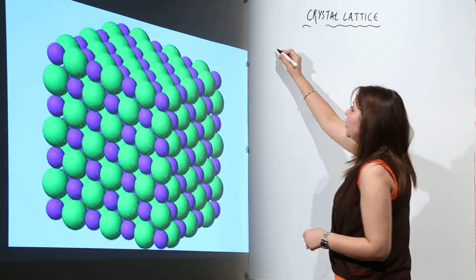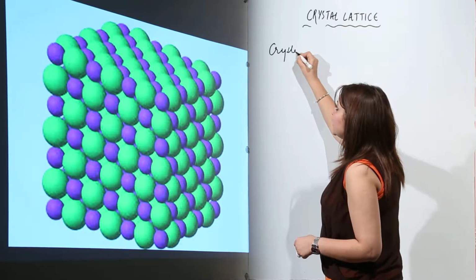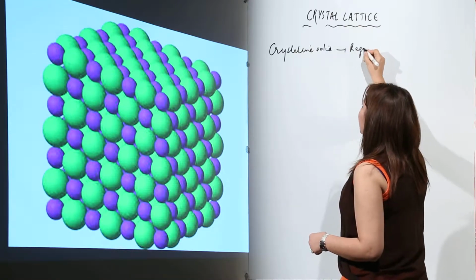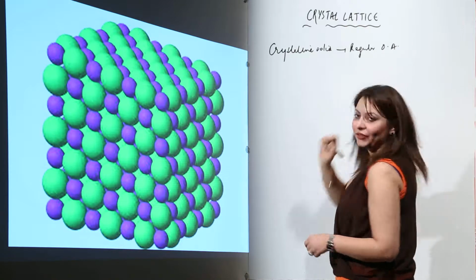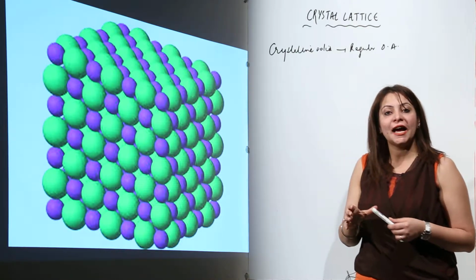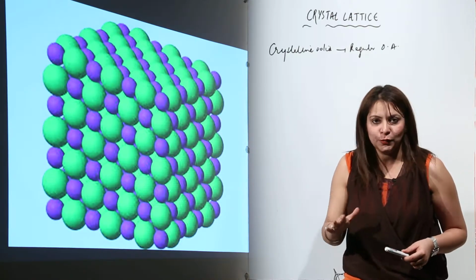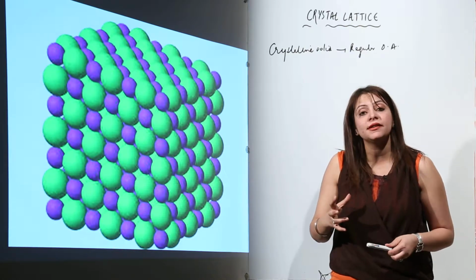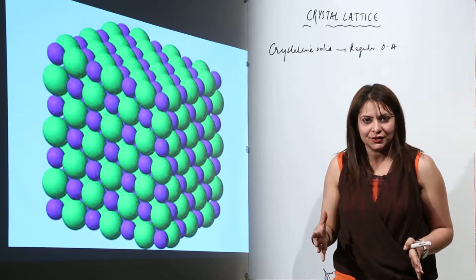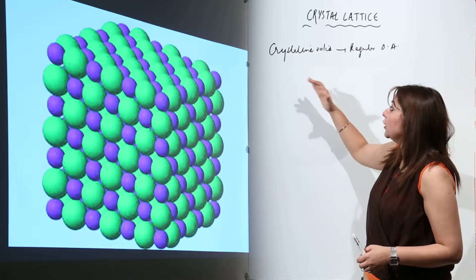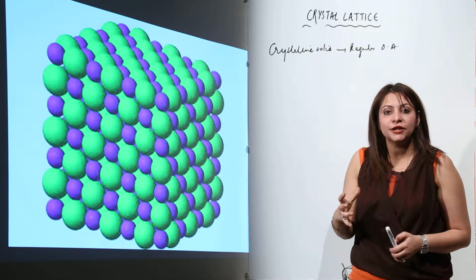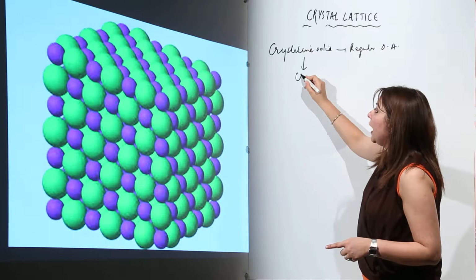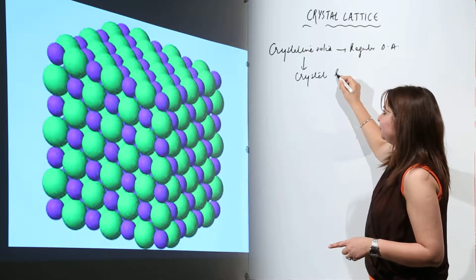So first of all you should know that crystalline solids are those which have a regular ordered arrangement. And mind that the order is long range order. That means we get to see this regular arrangement extending throughout the crystal, right. Now, how do these crystalline solids get arranged? They get arranged in a pattern that is called the crystal lattice.